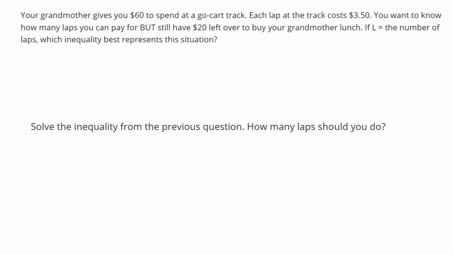Okay, so the important information in this question is that we've got $60 to spend, so that's our maximum. At the go-kart track, each lap costs $3.50. And we want to race as much as we can, but we still want to have $20 left over to buy the grandmother lunch. So if L is the number of laps, what inequality best represents this situation?